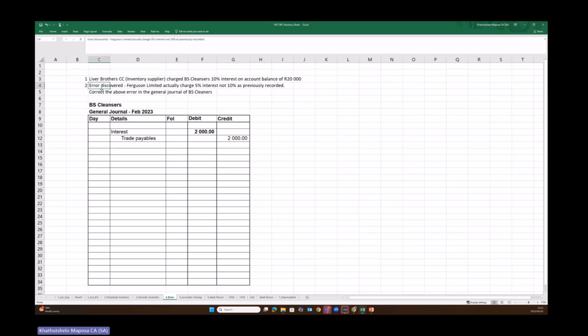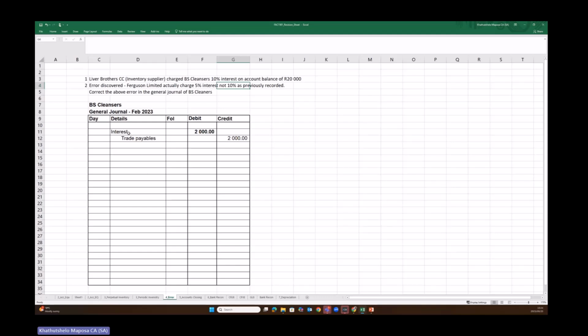And then they say we were actually charged 5%, not 10%. I know that people who are very good with mathematics are going to say 10 minus 5 is 5, and they come and reverse 5%. Yeah, it is correct. However, it can be very confusing if you are dealing with complex transactions. My advice is, before you go there, start by reversing the wrong stuff that has been done.